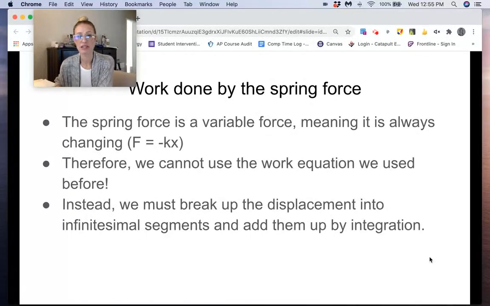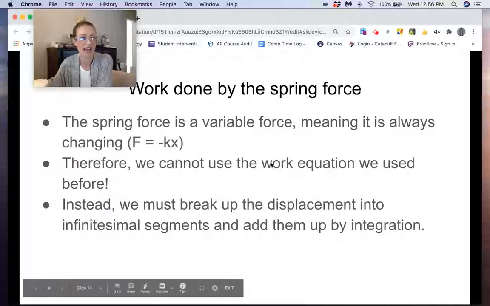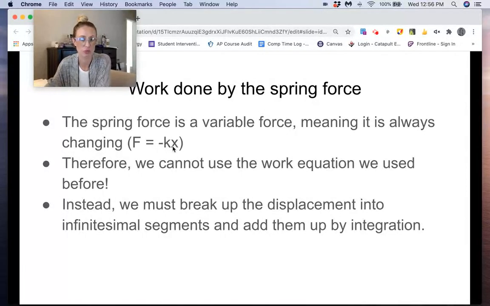The spring force, like I said, is a variable force, meaning it's always changing. We know that force is equal to -kx or -kd, so this force depends on how far we are from equilibrium, which is why it is a variable force. Therefore, we can't use the work equation we used before, because remember, work is equal to force times displacement times the cosine of theta. That's only for constant forces, and this is not a constant force. It depends on the displacement from equilibrium. The larger the displacement, the larger the spring force will be.